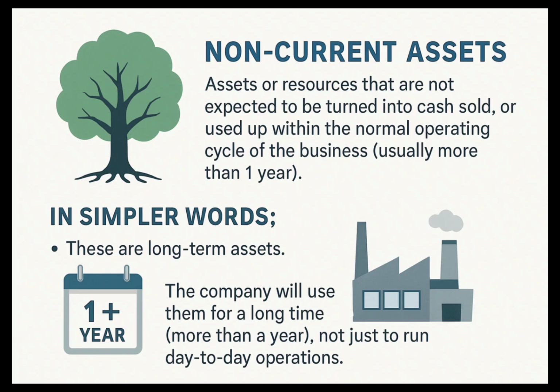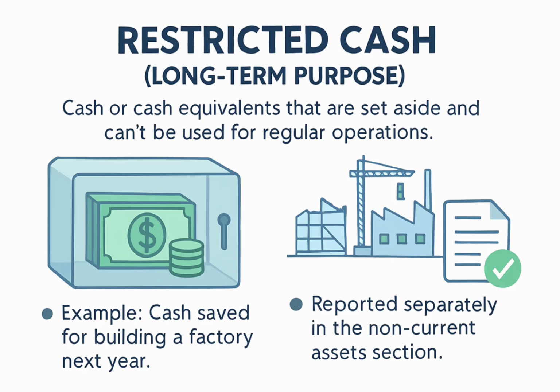Non-current assets. Non-current assets are assets or resources that are not expected to be turned into cash, sold, or used up within the normal operating cycle of the business, usually more than 1 year. These are long-term assets. The company will use them for a long time, more than a year, not just to run day-to-day operations.